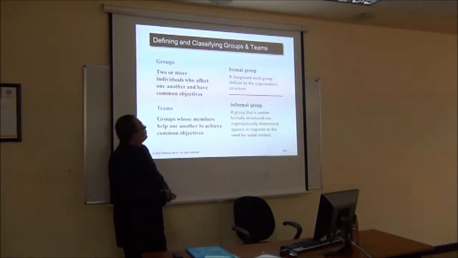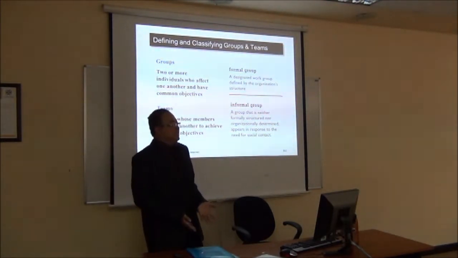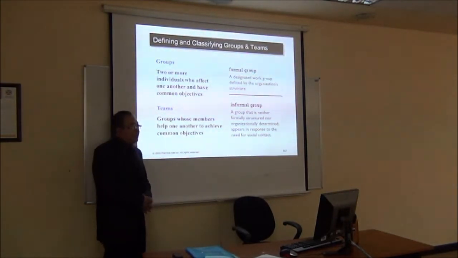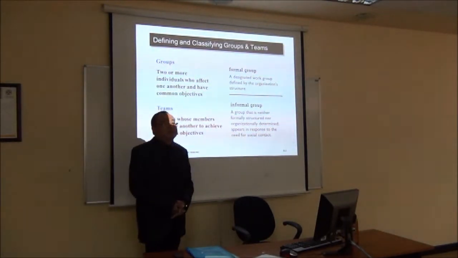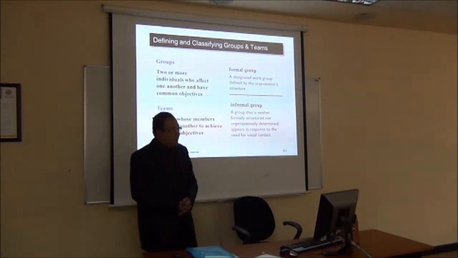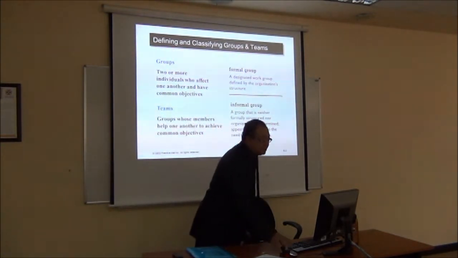Some examples of groups: you have formal groups and informal work groups. Formal groups are the designated work groups defined by organizational structure. For example, the College of Business Administration is a formal work group. An informal work group is not formally structured or organizationally determined. For example, any hobby group. Recently some of us got together to play tennis regularly, so that's an informal group.